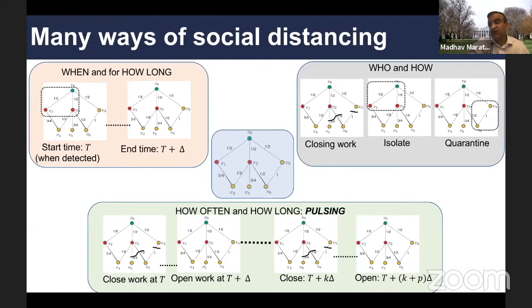And isolation and quarantine are different. In the case of isolation, you isolate the folks who are sick. Quarantine denotes isolating individuals who have come in social proximity of the infected individuals, but they might not be sick themselves. And then you talk about the pulsing strategy, where you close the place and social distance for a while, then you open and then you social distance again.